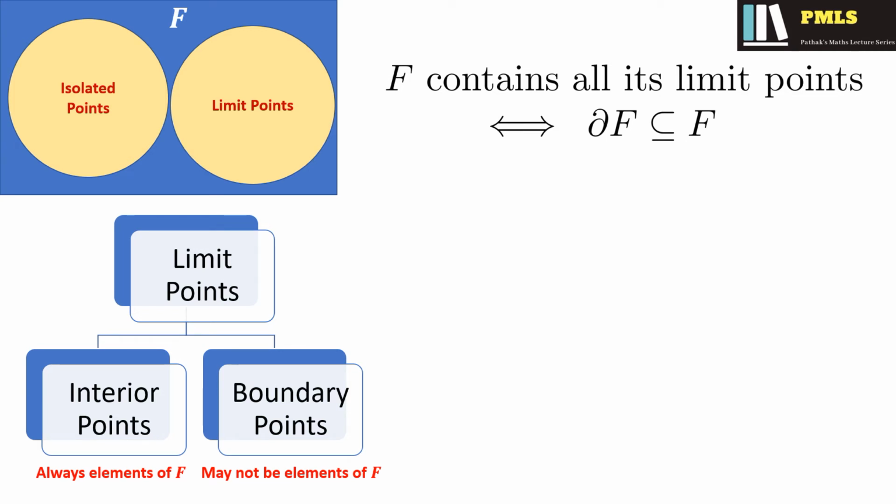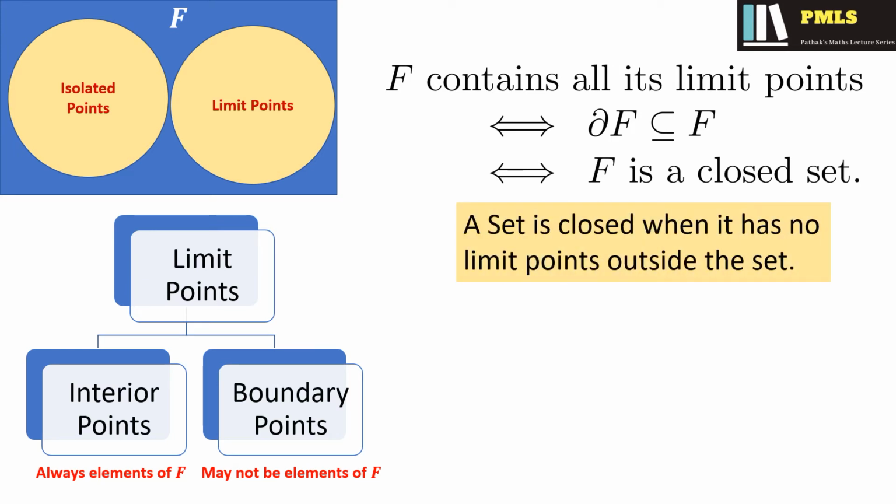But we know that a set is closed if it contains its boundary. This we have already learned in earlier videos. So it is easy to conclude that F is a closed set if and only if F contains all its limit points. However, a more practical way of saying it is that a set is closed when it has no limit points outside the set. By this way of understanding, we also cover those sets which have no limit points.